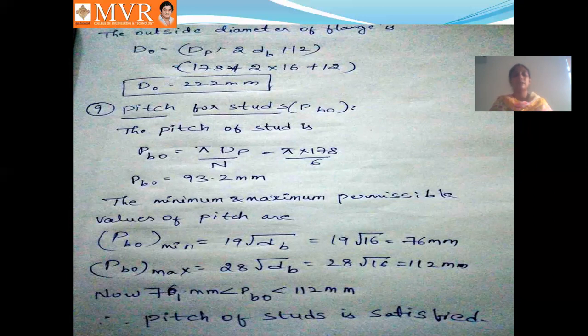Okay, the maximum and minimum permissible values of pitch are PBO minimum is equal to 19. This is also available in the data book only. Just write the formulas, then you will get PBO maximum and minimum, the maximum pitch and minimum pitch for studs. The calculated value should lie between them: maximum should be higher and minimum should be lower. Then only the pitch of the studs is satisfied. Okay, this is one of the models of the design of the cylinder.